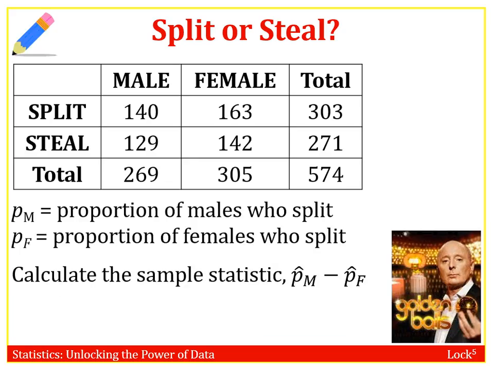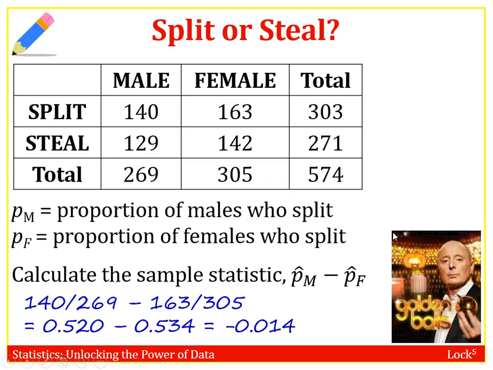So let's calculate the difference in our two proportions. We take the males who split over the total number of males, and that's what we have here. Then we take the females who split over the total number of females, and that's what we have here. And we just subtract those two. So this first fraction goes down to this decimal, the second fraction to this decimal. When you subtract those two, you get negative 0.014.